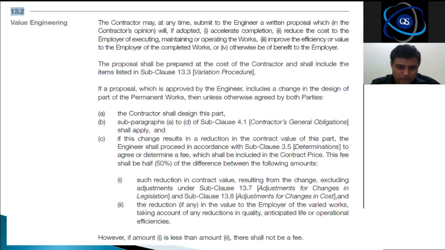Now I'll go back to that one. Concentrate on item C. It says if this change results in a reduction in the contract value of this part, the engineer shall... Why didn't we use accepted contract amount here? Because this can happen at any time of the contract.